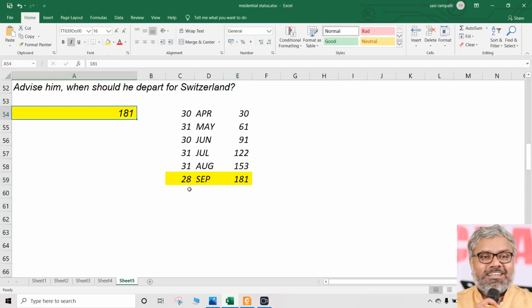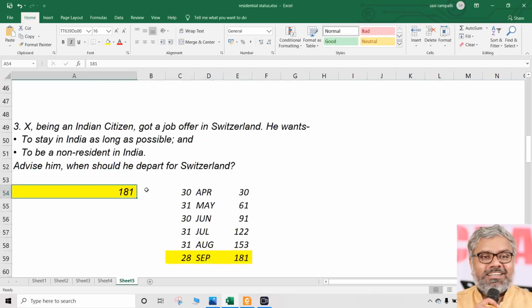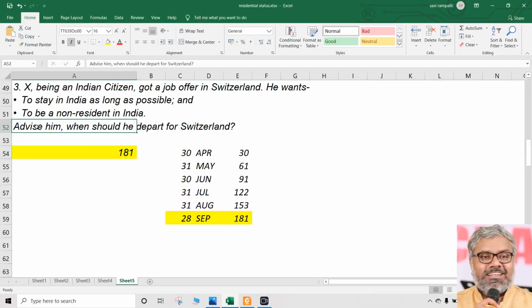If he stays for one more day, by the way, if he departs on 29th of September, then 182 days it will become, then he becomes a resident. But he wants to be a non-resident, means he has to depart, means his air ticket has to be booked on 28th of September 2019. For us, that is our previous year. So 28th September should be his ticket. If he leaves India on 28th September, then he will be still called as a non-resident, since though he stayed for 181 days, he did not cross 182 days. So correct answer here is 28th September. That's all.